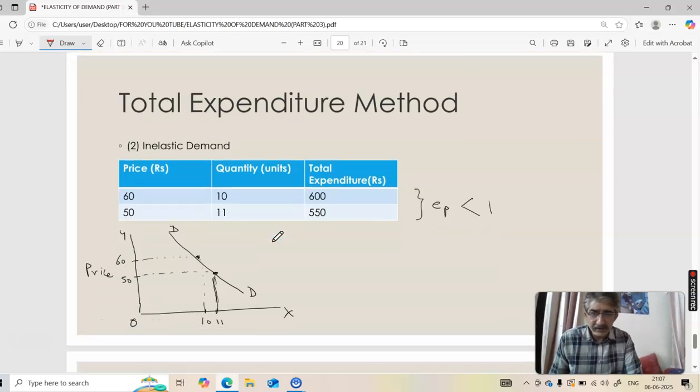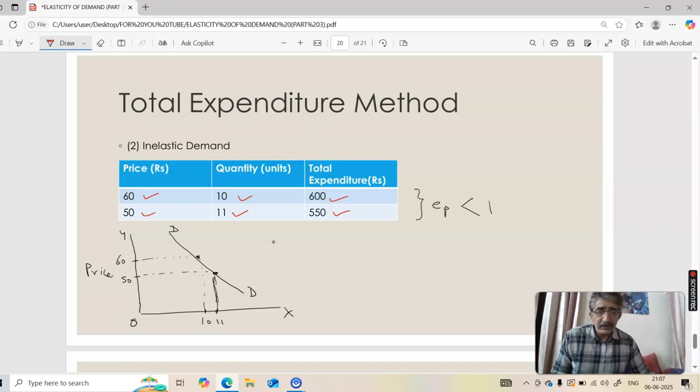We move to the second case. In inelastic demand, there's a demand schedule presented over here. When the price was rupees 60, the consumer was buying 10 units. So how much was he spending? 60 into 10 makes it rupees 600. I'm indicating with a tick mark where I'm reading so that you can focus over there. When the price fell down to 50, the product became cheaper, so he has increased the consumption. The consumer has bought 11 units. So 50 into 11 makes it, he's spending a total of 550. 5 11s are 55 and 0.